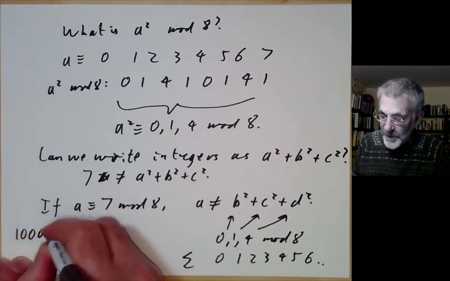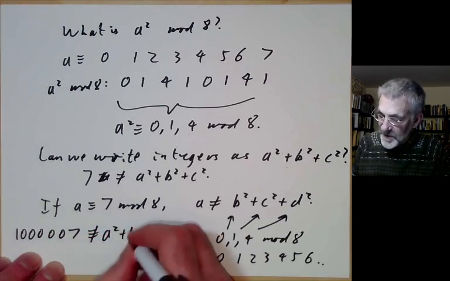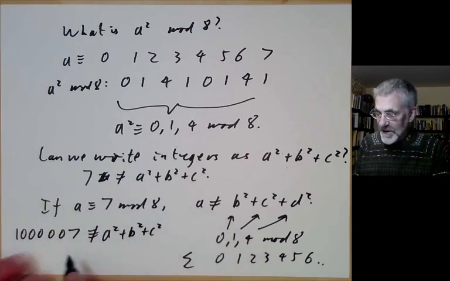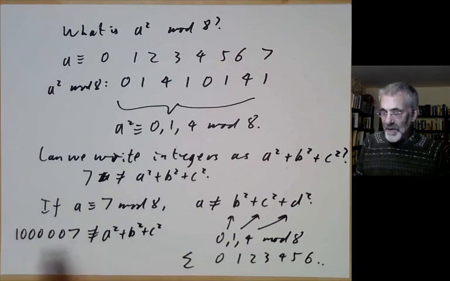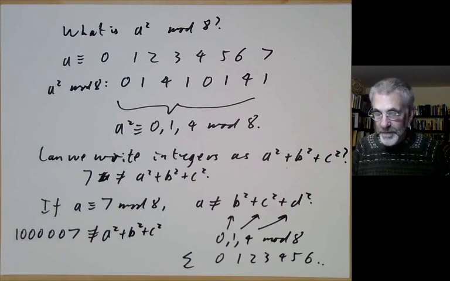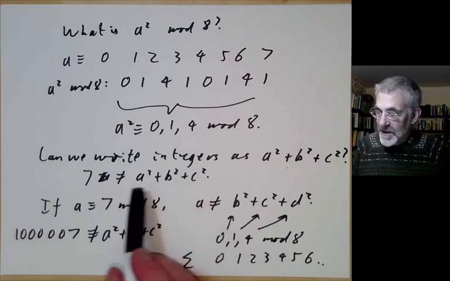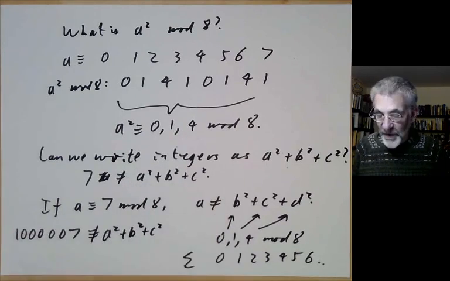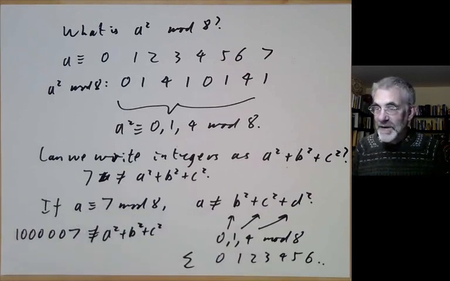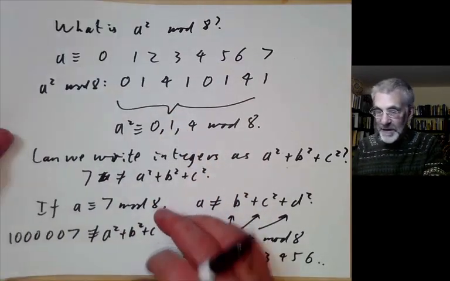For example, if we take 1 million and 7, this can't be written as a squared plus b squared plus c squared. You can see that immediately without checking hundreds of thousands of possibilities for a, b and c. If you ask about four squares, then in fact there's a famous theorem of Lagrange that says that every number is in fact a sum of four squares. So if you're looking at squares, then doing congruences modulo 8 is a really good thing to do.